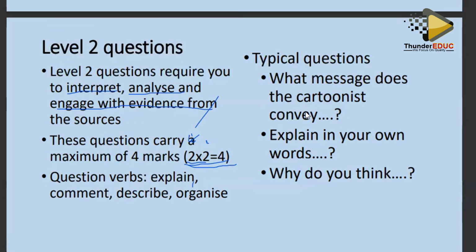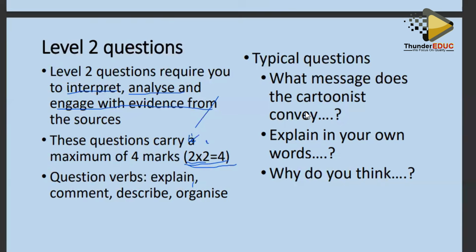Right, we move on to the question verbs which are used for that type of question. We have question verbs like explain, comment, describe, or organize. Those are typical question verbs that are used for level 2 questions. Explain the concept, or comment on, describe whatever, or organize information. Yes, that is basically level 2.